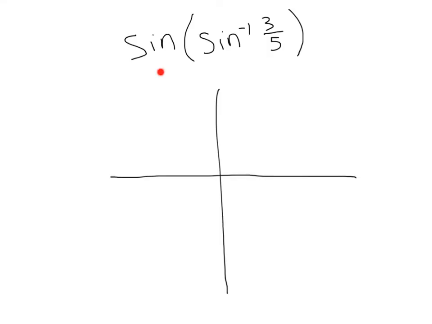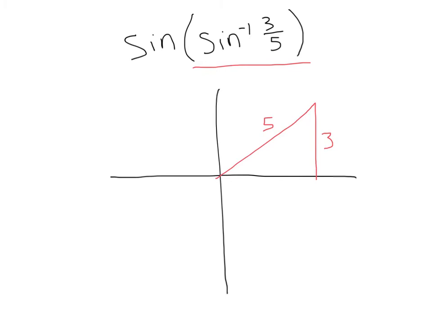Let's try something a little different. Here we want to find the sine of the sine inverse of 3/5. Remembering that this sine inverse is an angle, so we want the sine of this angle. Let's start inside the parentheses and work our way out. Based on this sine inverse of 3/5, I'm going to get at my triangle right here in quadrant 1.